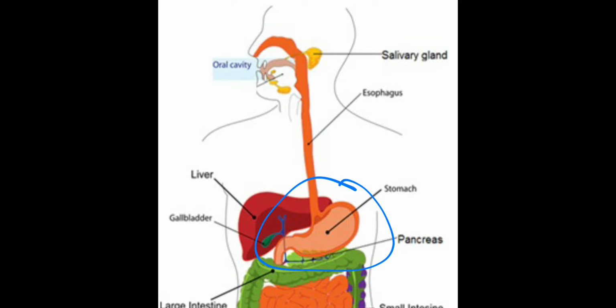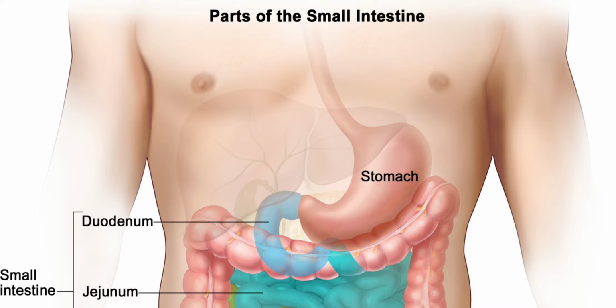So what is the stomach? The stomach is a J-shaped bag-like structure. So this is the stomach, and it is the widest part of the alimentary canal. Its function is to store the food and digest some amount of food in the stomach.